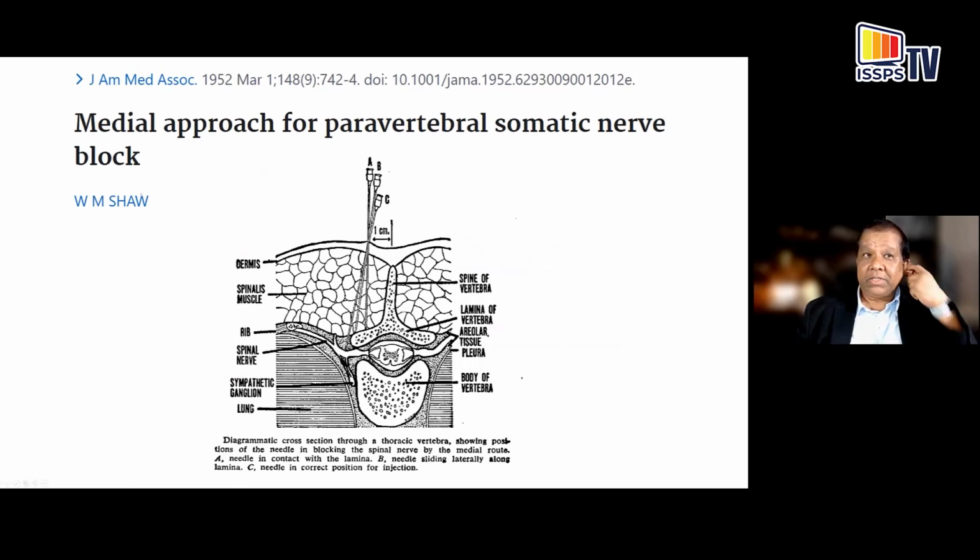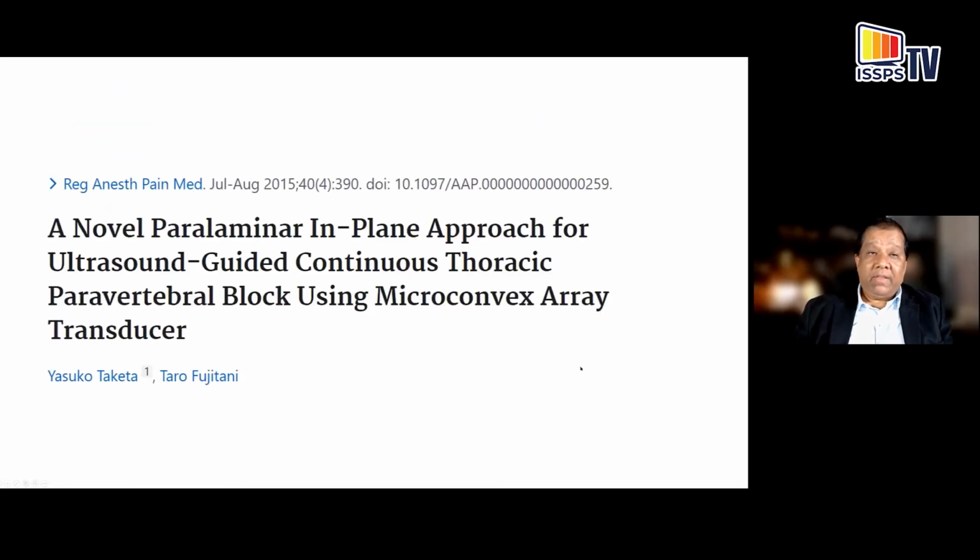Now, mind you, this is described as early as 1952. So when folks write that this is a novel technique, I think it just means that they haven't reviewed the literature well. As you can see, in 1952, Shaw described a medial paravertebral technique in the Journal of Medicine. Nevertheless, this novel paralaminar technique that Dr. Takeda has described using a microconvex array is interesting.